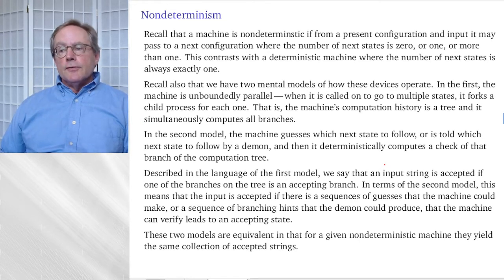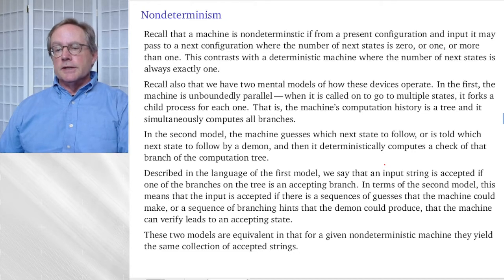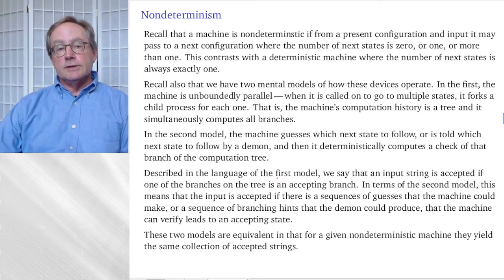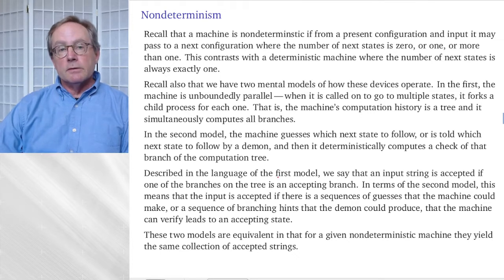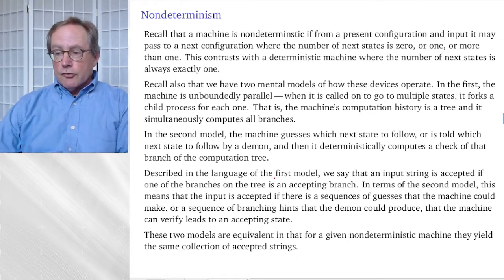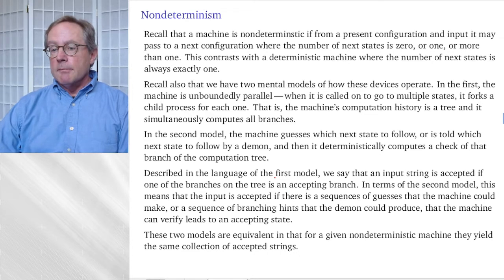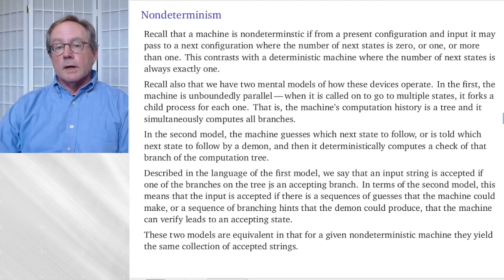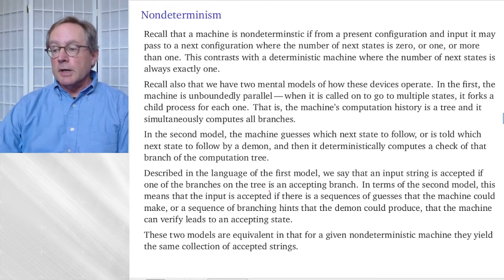Described in the language of the first model, we say that the input string is accepted if one of the branches on the tree is an accepting branch, if there exists an accepting branch on the tree. And described using the language of the second model, that means that the input is accepted if there's a sequence of guesses that the machine could make, or a sequence of hints that you get from the daemon, that leads to an accepting state, and the machine has to verify them.